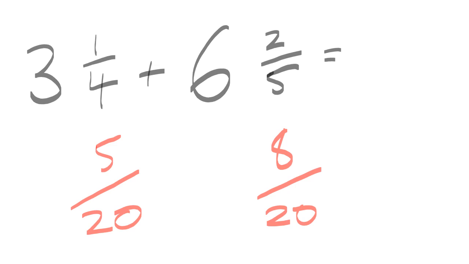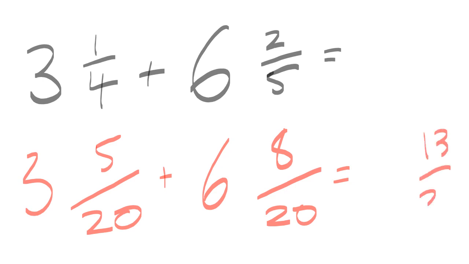They're 20ths now. So the sum becomes 3 and 5 20ths plus 6 and 8 20ths, which equals, well, let's add the 20ths first. So that's 13 20ths plus the whole numbers. That's 9. And we can't simplify that any further.